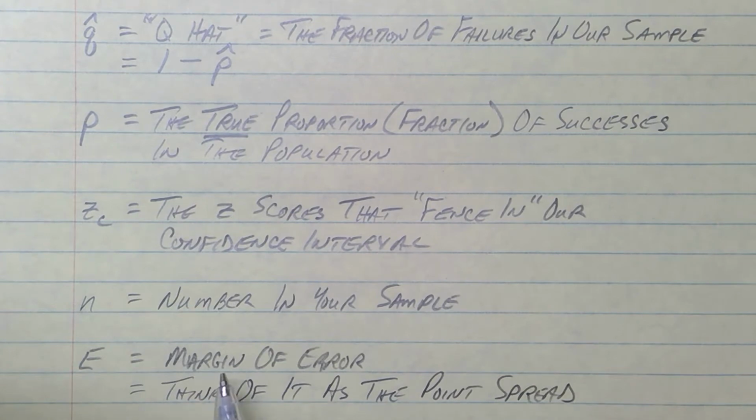That's the give or take. Think of it as the point spread. It could go 2 points higher. It could go 2 points lower. He could shoot 10 out of 10. He could shoot 6 out of 10. So think of margin of error as the point spread.